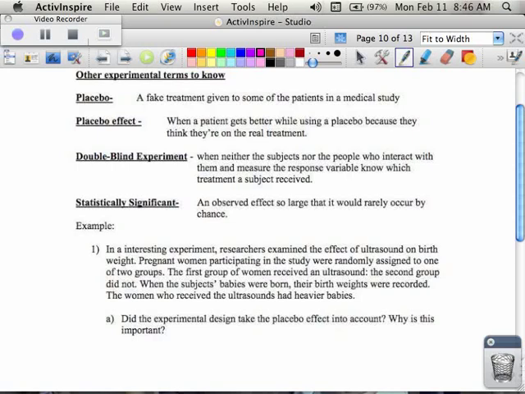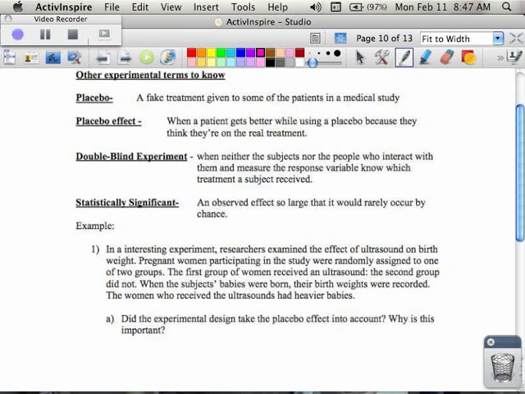A double-blind study is when neither the subjects nor the people who are interacting with them, which means pretty much the experimenters, measure the response variable and they don't know which treatment the subject received. Double-blind. So when they actually are doing the treatments, they don't know. But then they can go back and reference the table and pick out who was in which group. So in the end they know, but not when it's happening.